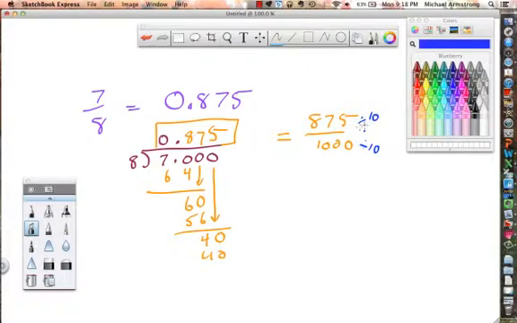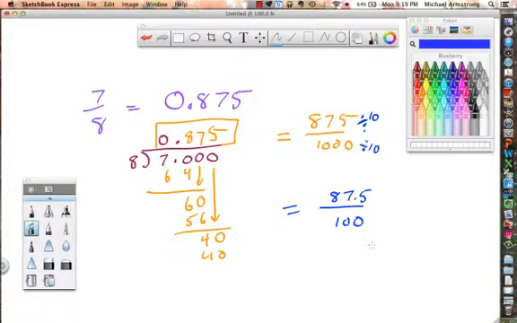Divide by 10 on the top, divide by 10 on the bottom. What do we get? Well, I'm going to skip the top one first. We know what 1,000 divided by 10 is. That's 100. Okay, and if it were 870 divided by 10, it would just be 87. But since it's 875 divided by 10, what we have to do is sneak a decimal in there. So 875 over 1,000 is the same as 87.5 over 100. And if it's in 100, we can write it as a percent.